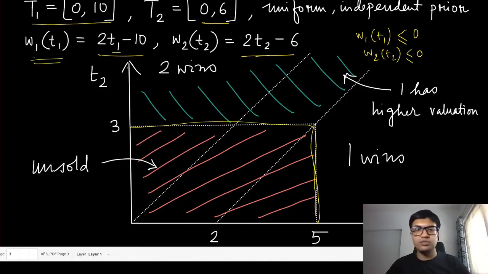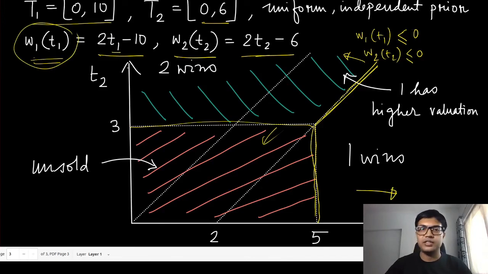Outside this box, this red box, the object is going to be sold, but it is going to be sold to whoever has the highest virtual valuation. So you can see that this line here will be the determining factor. On the left hand side of that line, you are going to give the object to player 2, because this virtual valuation will be larger. On this side, player 1 will win, because the virtual valuation W1(T1) will be larger.